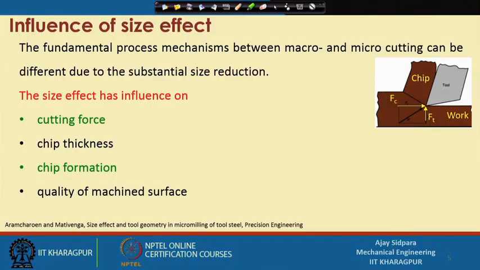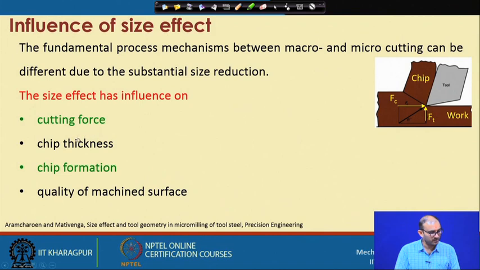And we have seen that there are different parameters which affect the machining process, like uncut chip thickness and cutting edge radius, and different material properties also play an important role when you cut material at a micro scale. So, let us continue with the same class. In the last class we saw this particular diagram, where the size effect has influence on these different parameters.